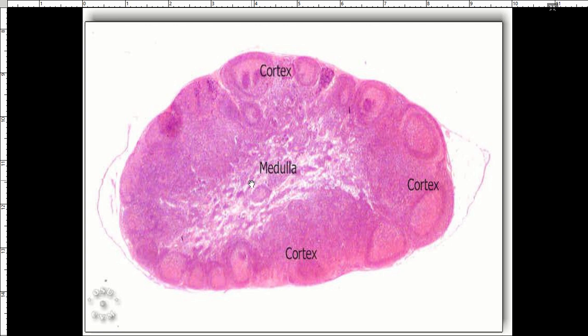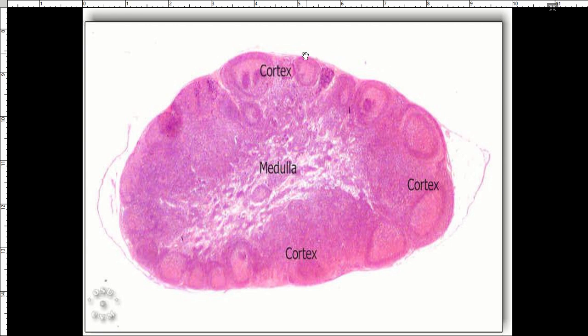Then in the medulla, you can see cords and spaces. These white spaces resemble your medullary sinuses, right? And this looks like cords. They are going to be medullary cords containing your B cells, T cells, as well as the plasma cells. So let's talk about the capsule a little bit.